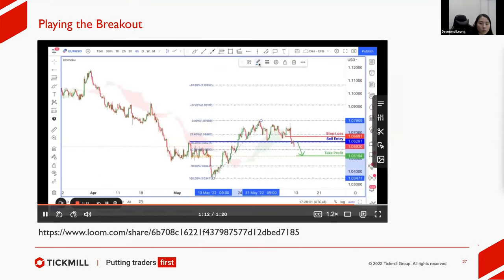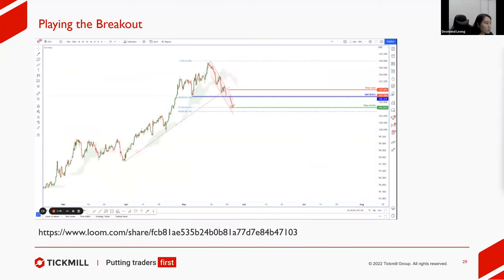This is another one of those links. You can go and watch this here. This is how we use Ichimoku to look for breakout trades as well. Price was below the Ichimoku cloud. It broke the Ichimoku cloud to the downside. It also broke the 38.2. It also broke the horizontal level here. And naturally, we would think that price was going down. Okay, and true enough, it does go down.